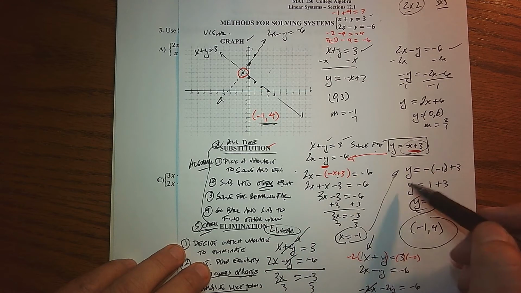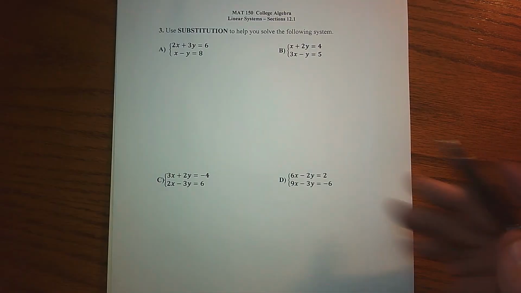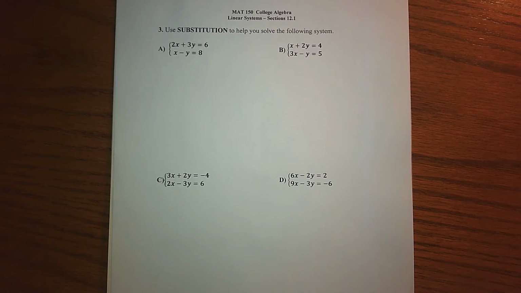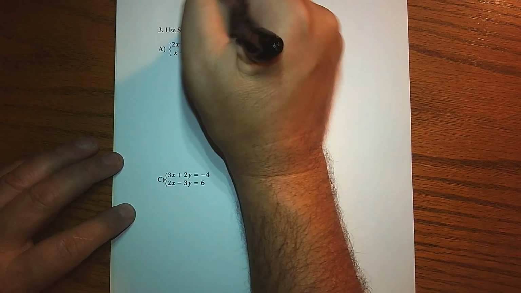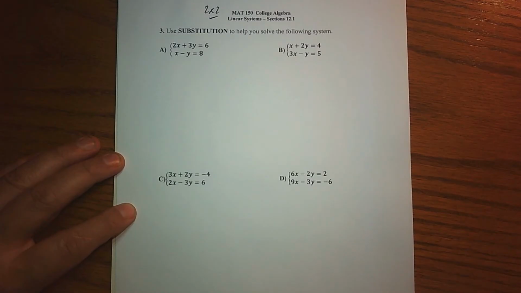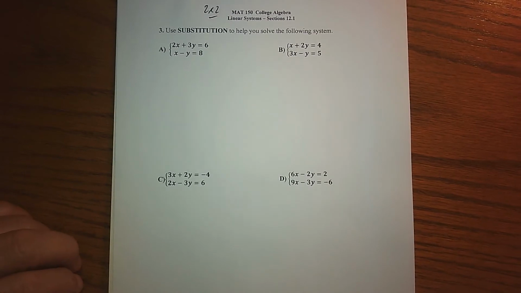So there it was in action. Now we're going to see it in multiple actions. I've got 4 more examples of substitution. And right now we're dealing with a 2 by 2. I'll do a 3 by 3 in another video because there's a lot more work.